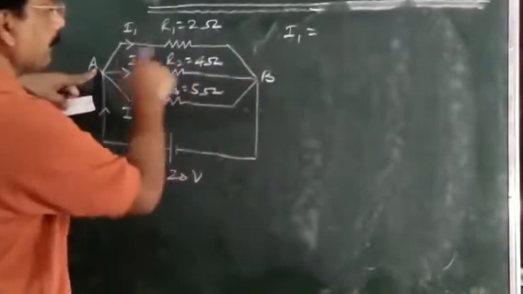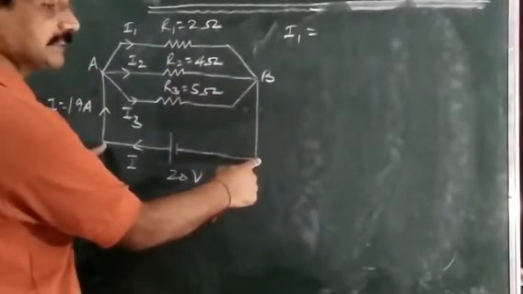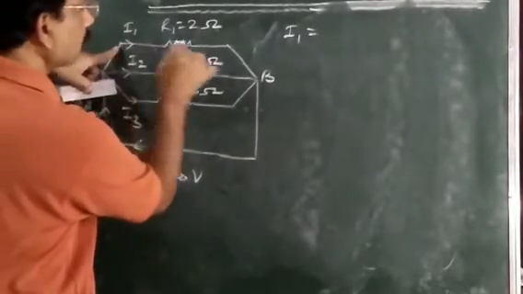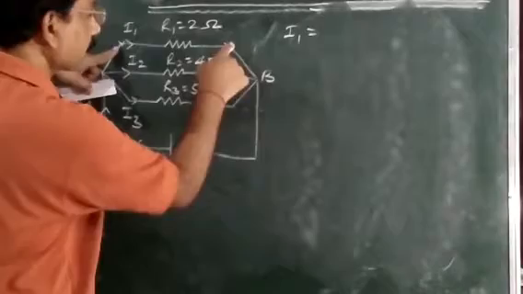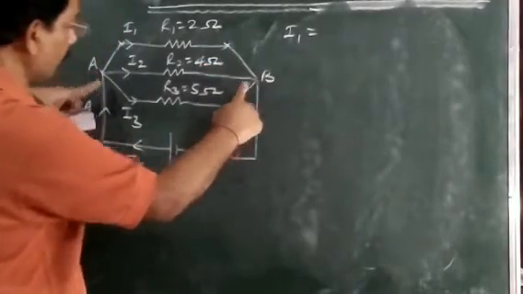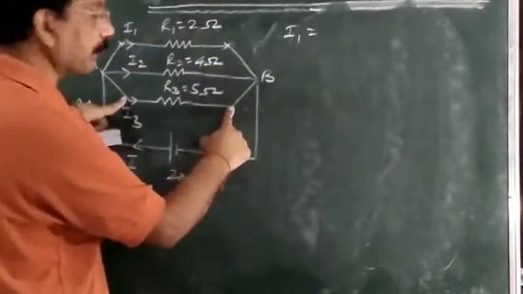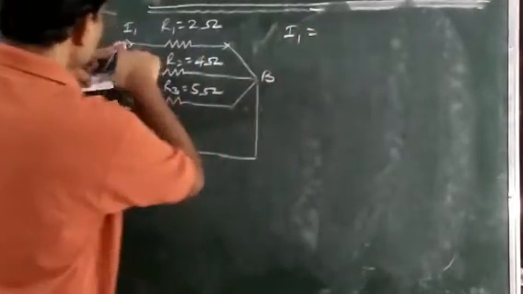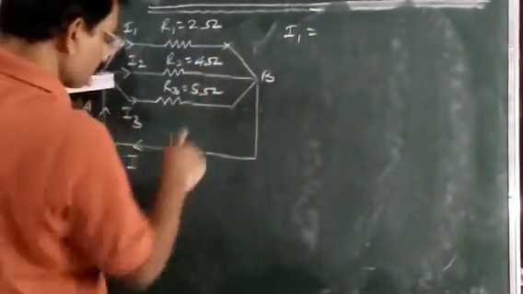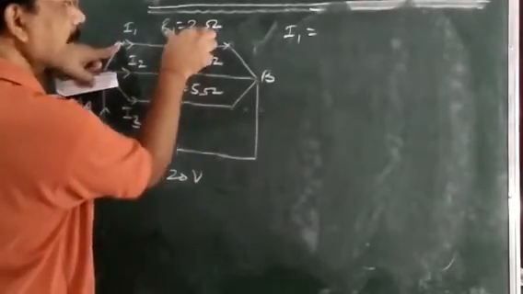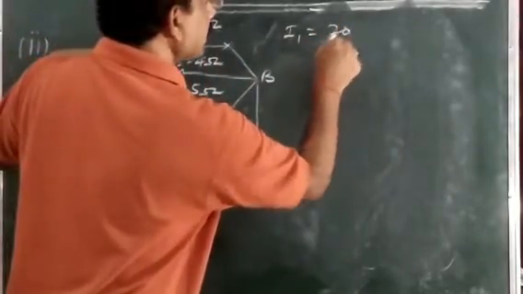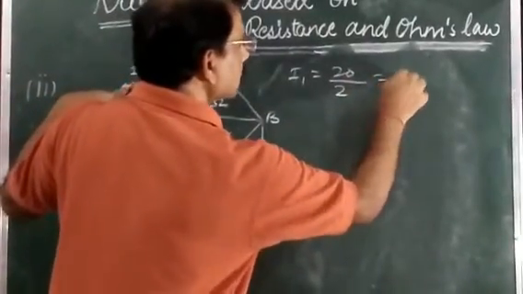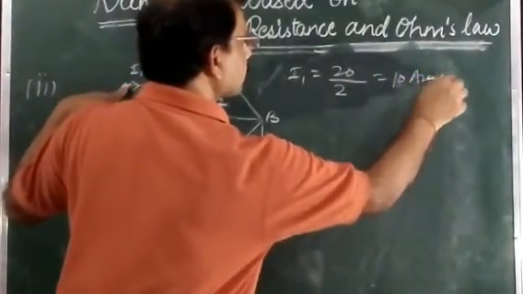all these three resistors are joined in parallel, and in parallel potential will remain same. It means this potential is 20 volt, so here potential will also be 20 volt. Here potential also 20 volt. Here potential will also be 20 volt. So how will you find the current in this branch? I1 is equal to potential difference across this one, which is 20 volts, since all these are in parallel. So 20 upon resistance 2. So this becomes 10 ampere.